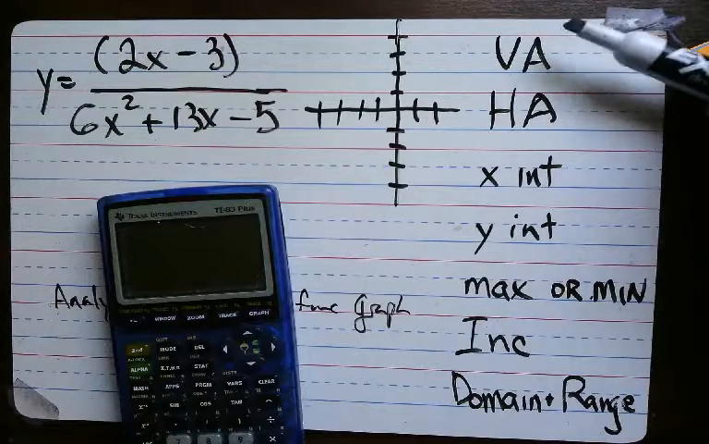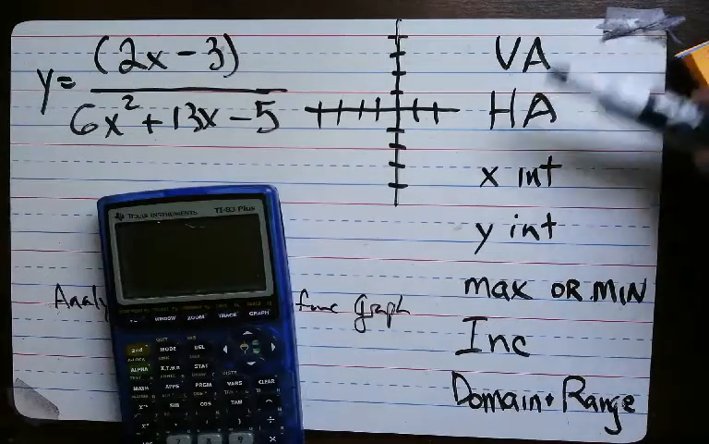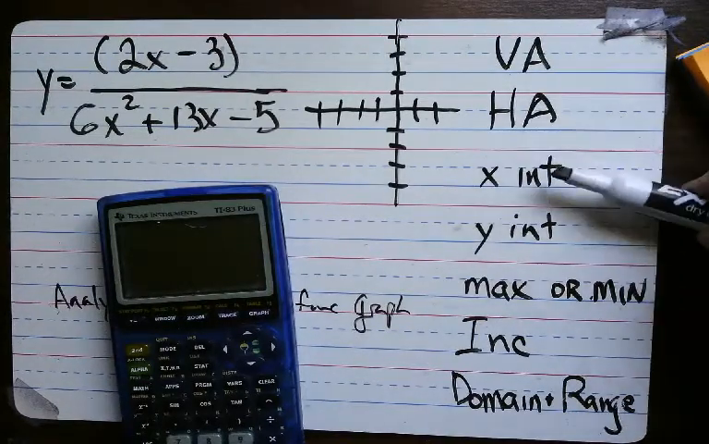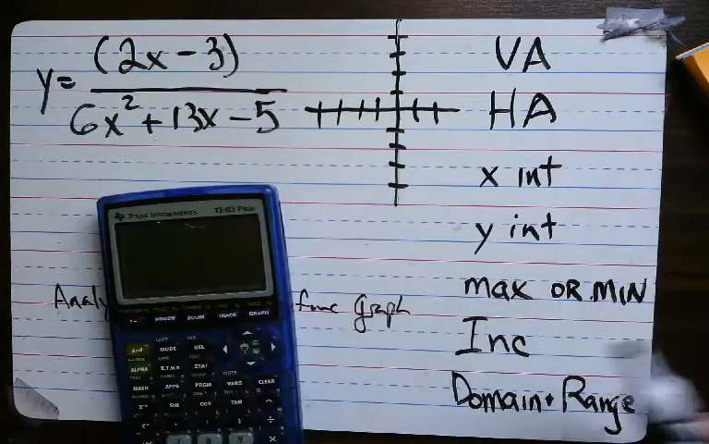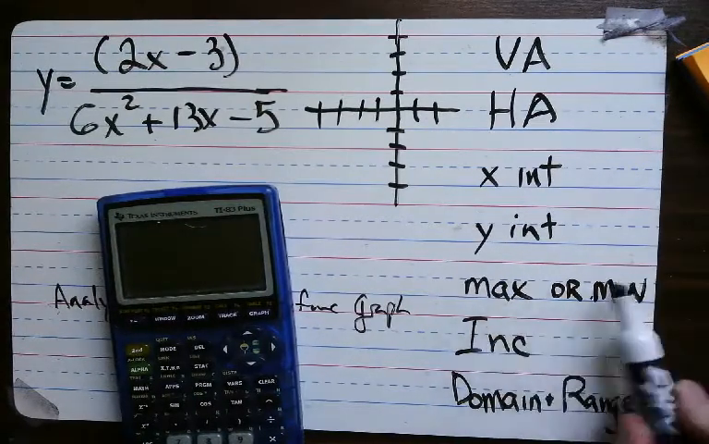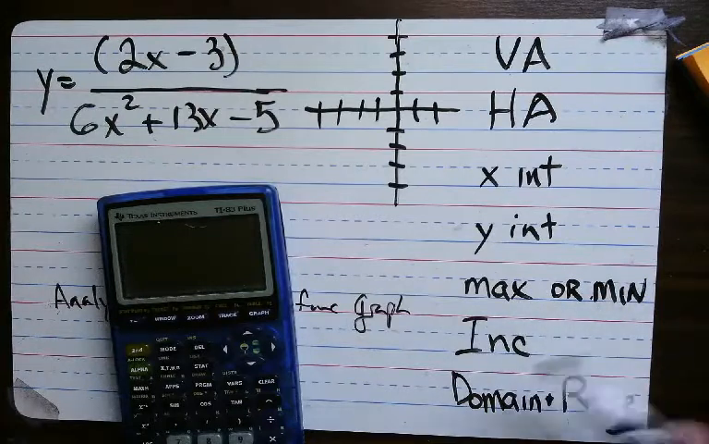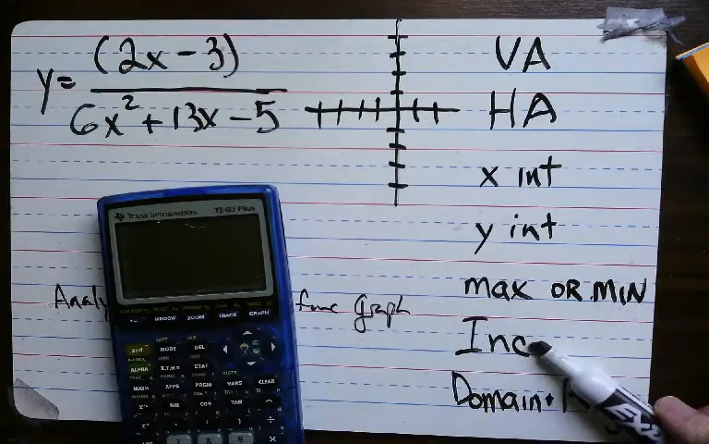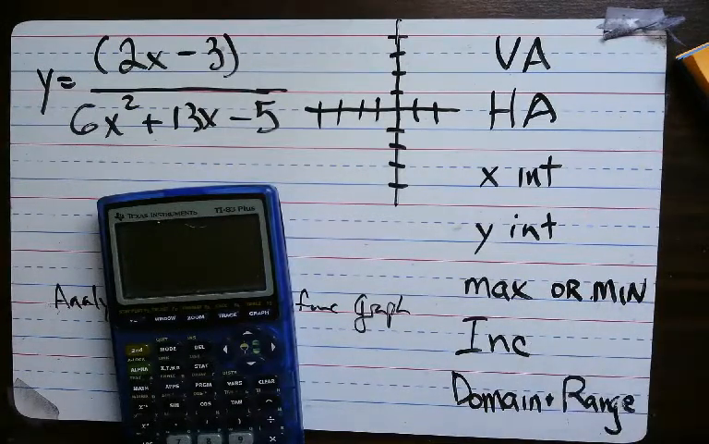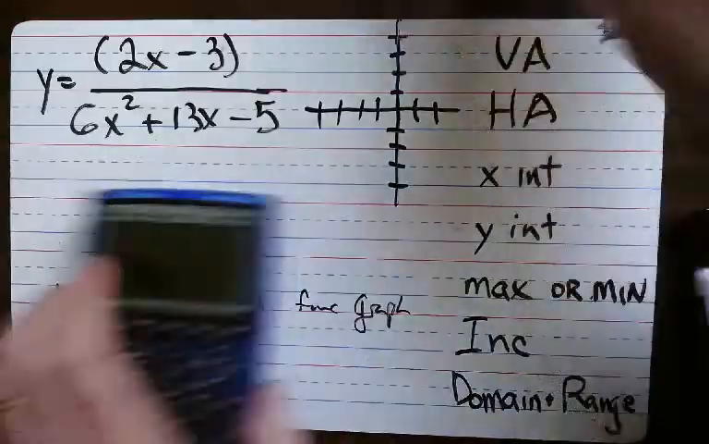So we know there's going to be a vertical asymptote. We know there's going to be a horizontal asymptote. There's an x-intercept, a y-intercept, either a max or a min, or maybe both, who knows. Where is it increasing? And then the domain and range. So we need to know all seven of those things. Right, 8, 9, maybe? That's what we're doing.